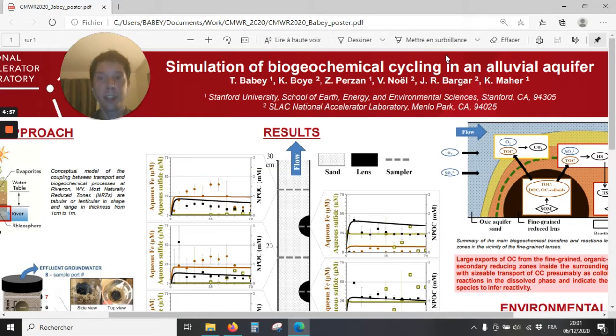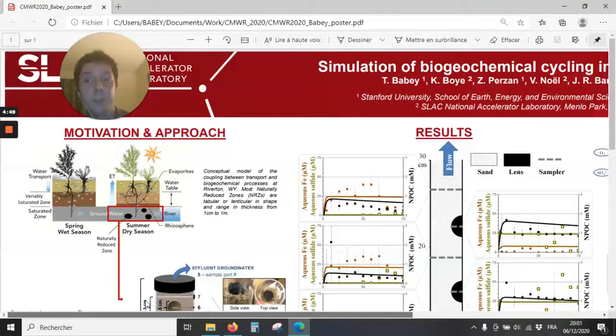I am a postdoc at Stanford University, and I'm going to give you now an overview of our work on stimulating biogeochemical cycling in an alluvial aquifer. So in this work, our objective was to investigate how small-scale heterogeneities may influence an aquifer at a larger scale. So heterogeneities in terms of biogeochemistry and also in terms of hydrologic properties.